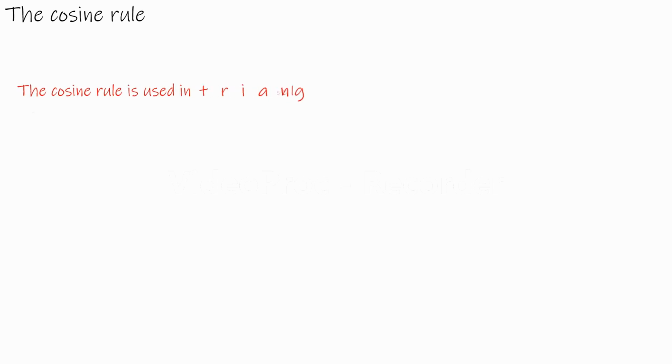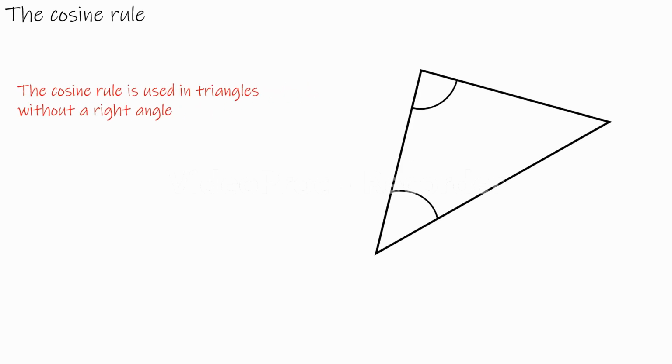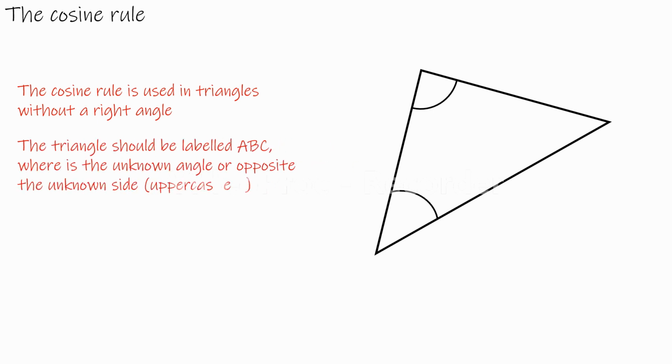Now, let's start by looking at a triangle, and we can say that the cosine rule is used in triangles that do not have a right angle, and these triangles are going to need to be labelled. So, we're going to start by using capital A, B, C. Now, please note that capital A is going to be on an angle either opposite the side we do not know, or on the angle we do not know, which we will be trying to find.